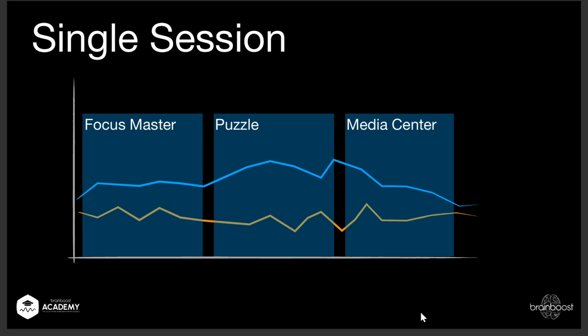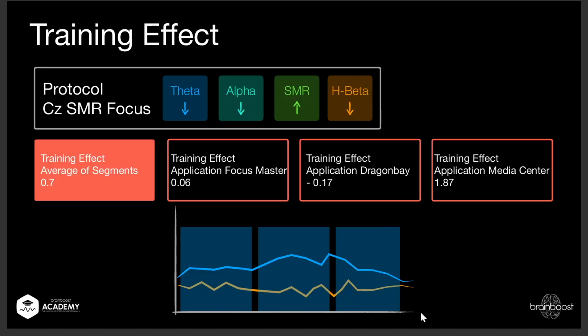What else can we see in a single session? We can see a little bit more info. We can see the so-called training effect. Now, I know the training effect sometimes makes sense, well, it always makes sense, but you need to pay attention to what has been happening in the session. So let's say we've been doing a ZZ SMR focus training. So we wanted theta and alpha and high beta to go down, to decrease. So we wanted to inhibit it, and we wanted SMR to increase.